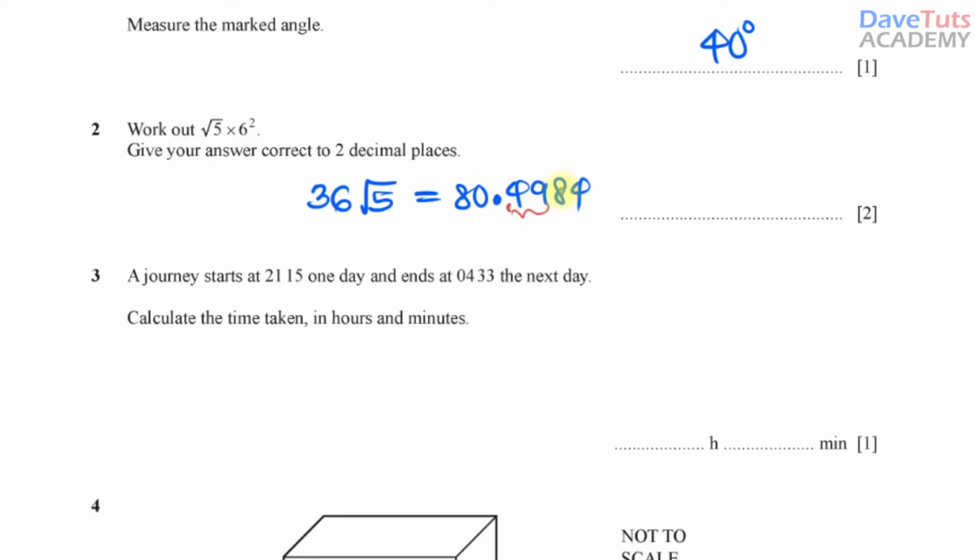Then what do we do to 8? We need to round it up to 1 and add to the previous number. So I can say this is just 49. If I add 1 to it, that will be 50. So what is going to be my answer will be 80.50, as a result of rounding up 8 to 1 and adding it to 49. So we have it as 80.50 as the answer, correct to 2 decimal places.